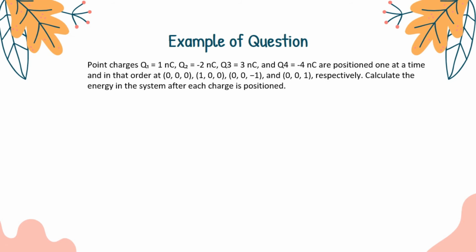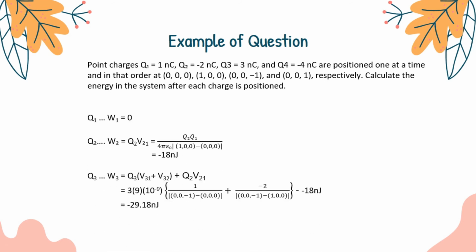So let's see the work done to move Q1 to R1. Work done is 0. It's because no work is needed to move Q1 into the system as the system is empty. So work done for Q2 to be moved into the system at position (1,0,0) is given as Q2 V1. It is also equal to Q2 Q1 divided by 4 pi epsilon naught magnitude of (1,0,0) minus (0,0,0). The answer we get is negative 18 nanojoule.